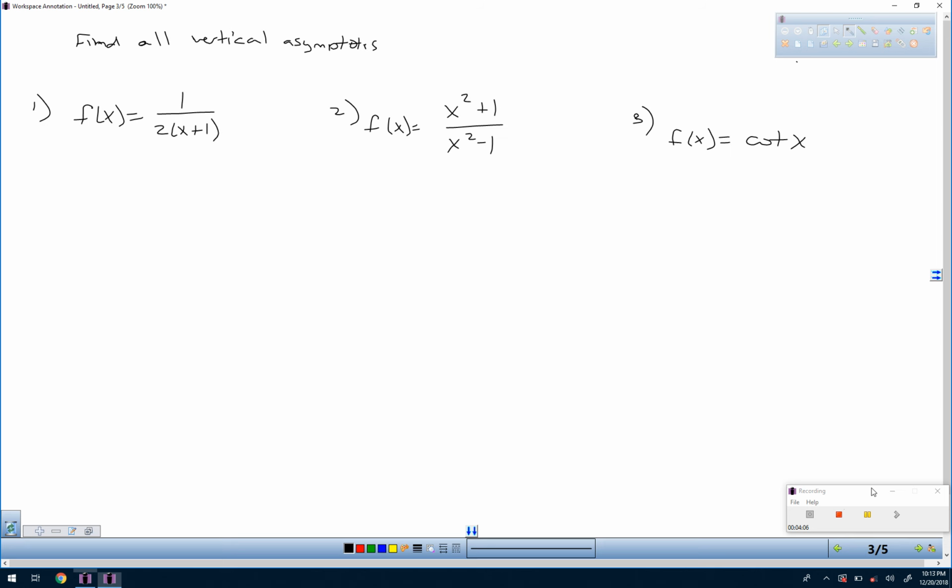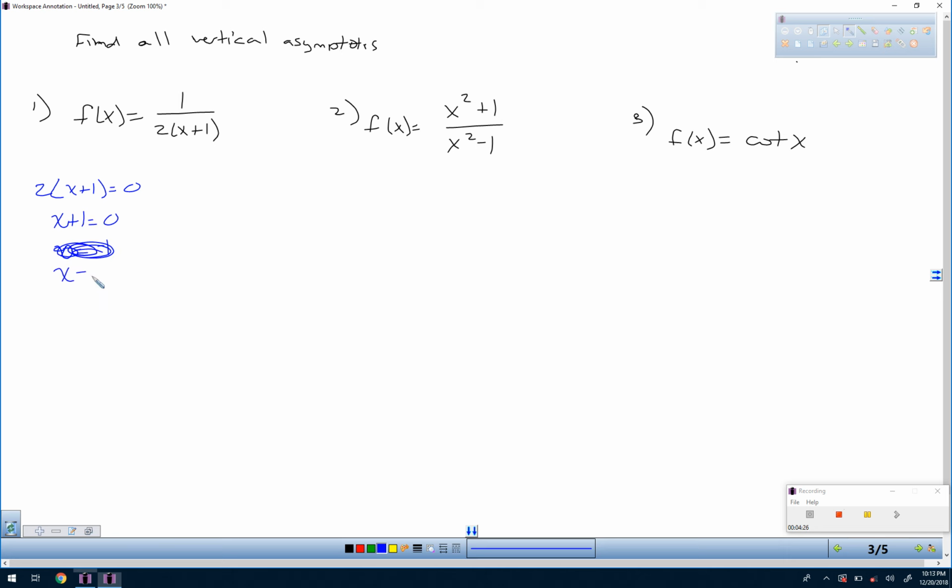It says find all vertical asymptotes. For the first one, using that definition, I'm going to take the denominator and simply set it equal to 0. If I set that equal to 0, I get x plus 1 is equal to 0, so x is equal to negative 1.